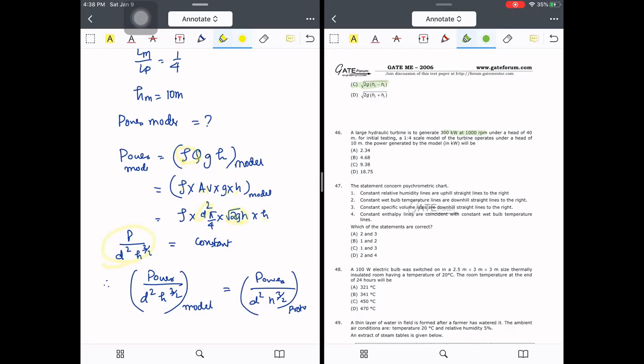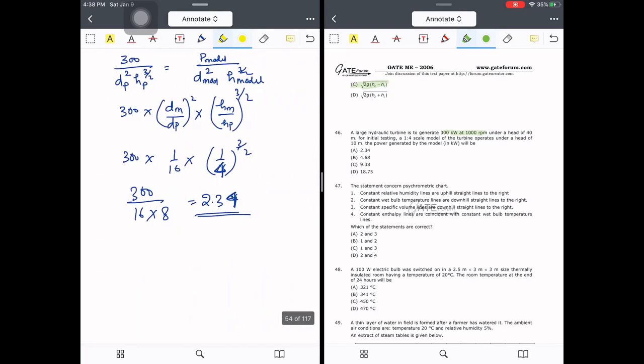That means if I write P divided by d square h to the power 3 by 2, it is nothing but a constant. That means power divided by d square h to the power 3 by 2 of a model is equal to power divided by d square h to the power 3 by 2 of a prototype. Okay, because here you are left with how much? Density, which is constant, because they have not mentioned anything other than water where they are testing. Density is constant. Gravity is constant, pi by 4 is a constant, root 2 is constant. So the only term that we have segregated is P divided by d square h to the power 3 by 2 of a model, equal to power divided by d square h to the power 3 by 2 of a prototype. Okay, now simply put all those things here.